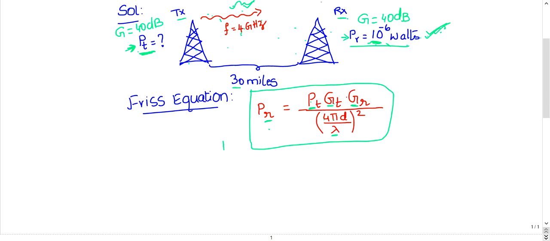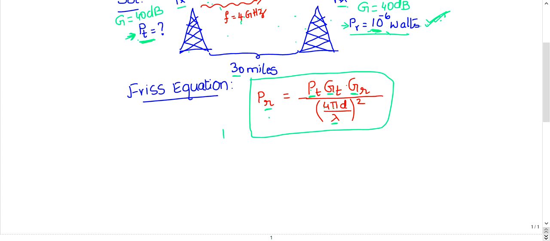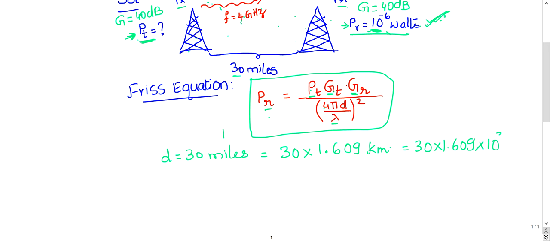Now let us convert all the given parameters into MKS form. D is given as 30 miles, but we always calculate in meters, MKS. 1 mile is nothing but 1.609 kilometers. Try to remember this. If you don't know this, you will get stuck on this question even if you know the Friis equation. So I can rewrite this as 30 into 1.609 into 10 power 3 meters.